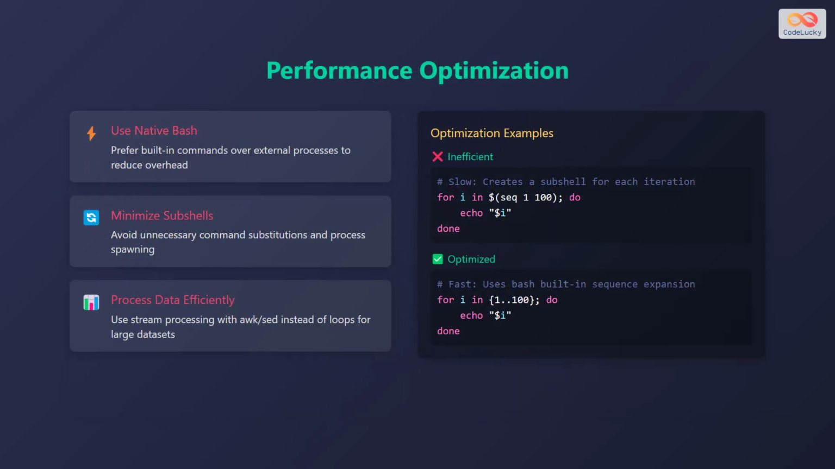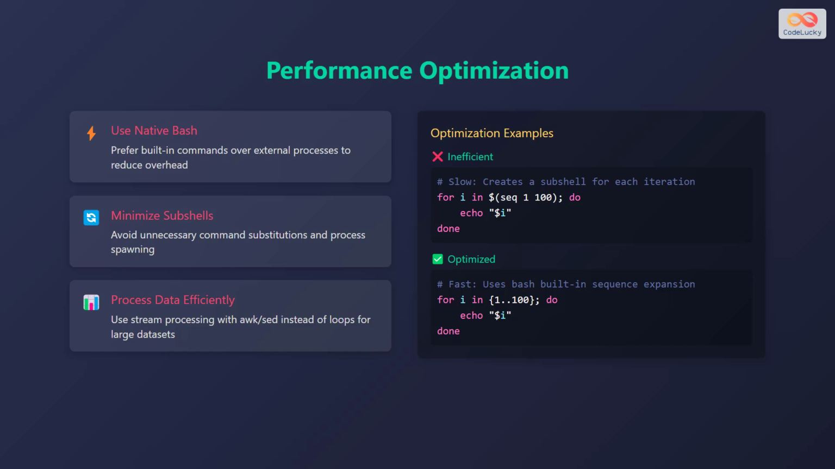Optimizing performance ensures your scripts run efficiently. Use native bash commands instead of external processes to reduce overhead. Minimize subshells by avoiding unnecessary command substitutions and process spawning. Process data efficiently by using stream processing with awk or sed instead of loops for large datasets.